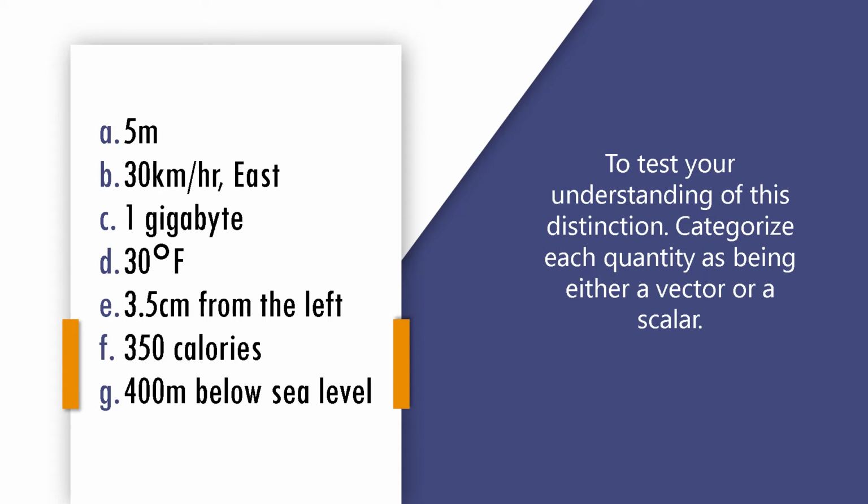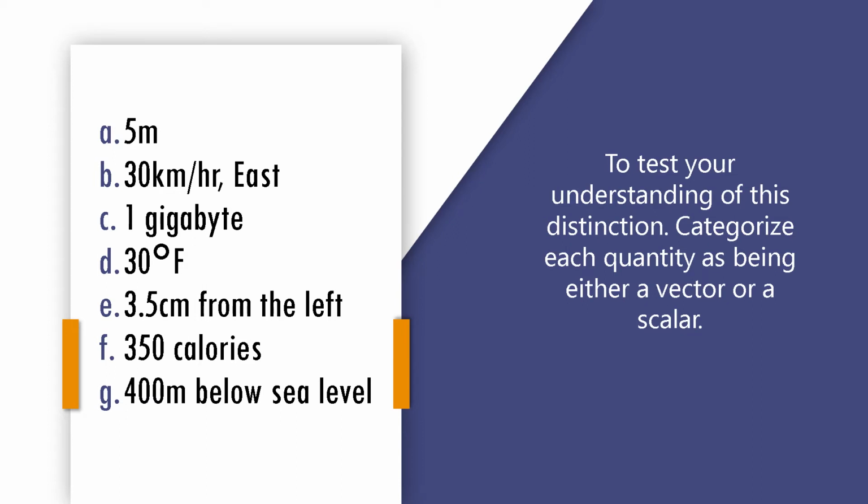Okay. Next, letter C, 1 gigabyte. So that is a scalar quantity. Letter D, 30 degrees Fahrenheit. So that is also a scalar quantity. How about 3.5 centimeters from the left? Okay, so that is a vector quantity because it shows direction by reading that phrase from the left.